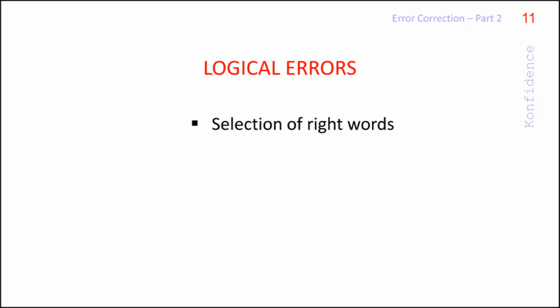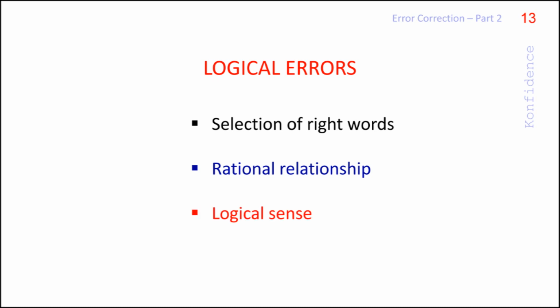So the selection of right words is the key for making logically correct sentences. The idea expressed and the words used to express that idea should have a rational relationship. But this rational relationship is not found in many of our sentences because our very thought process is often illogical. So, even if a sentence is grammatically correct, if it lacks logical sense, it cannot be considered as error-free. Let us look into some examples.